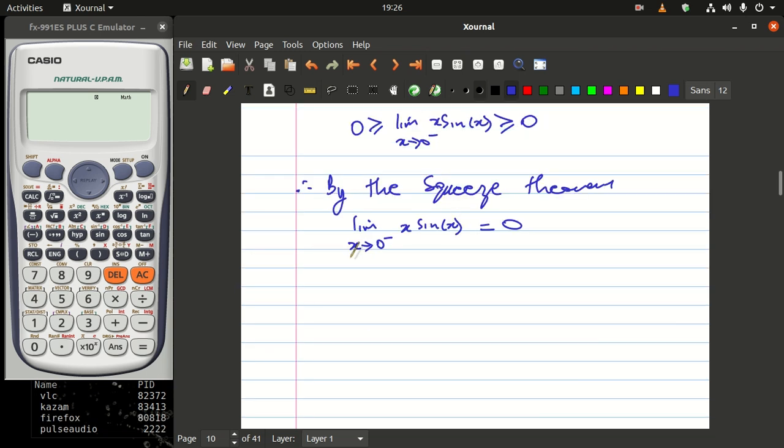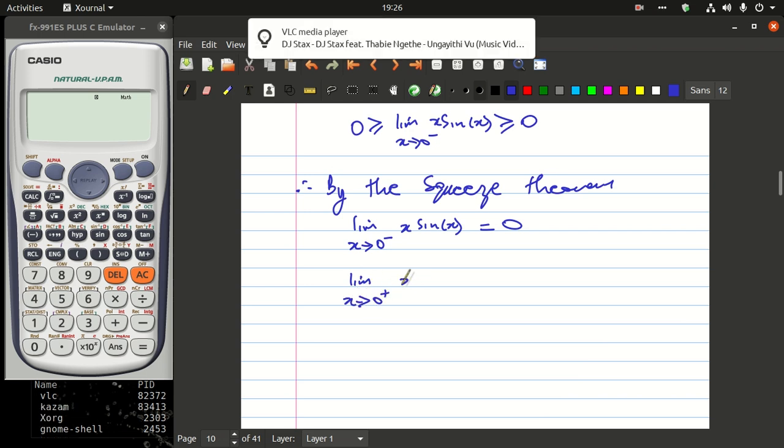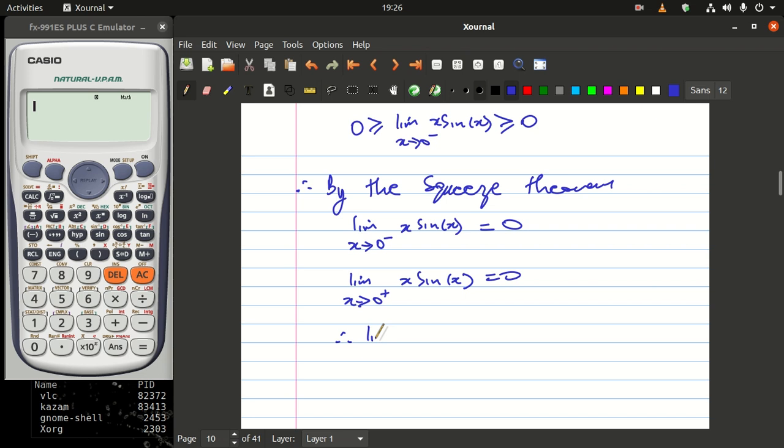So I've already found this, and I know that the limit as x approaches 0 on the right of x sine of x is equal to 0. Therefore, because on the left of 0 I get 0, and on the right of 0 I get 0, then the limit as x approaches 0 of x times sine of x must also be equal to 0. If you remember when you're doing one-sided limits, this needs to happen and that needs to happen.